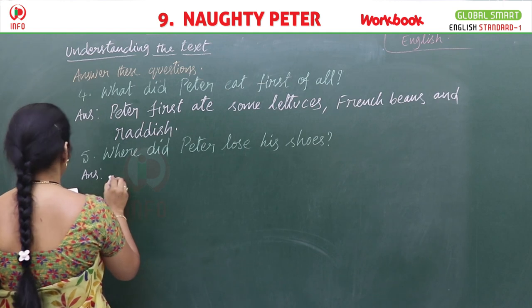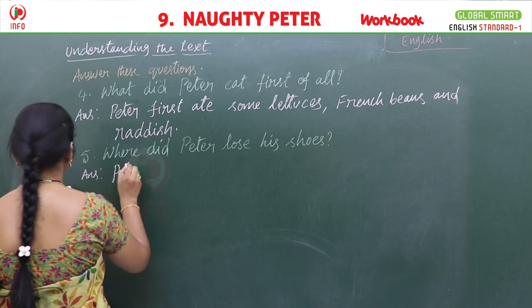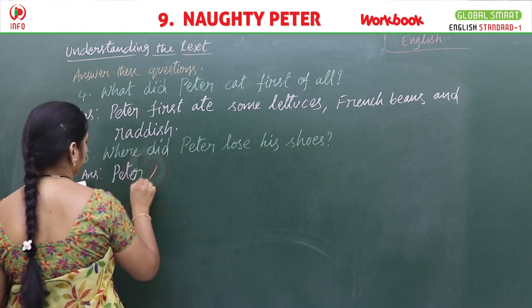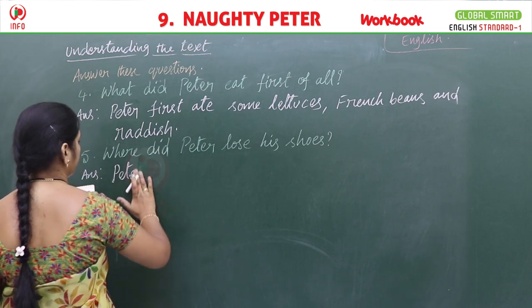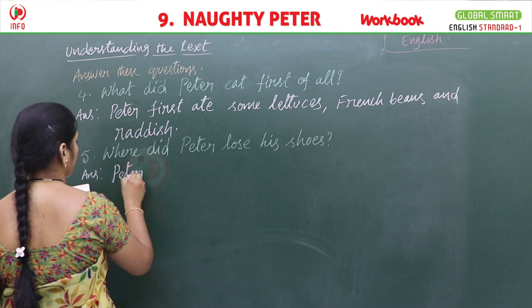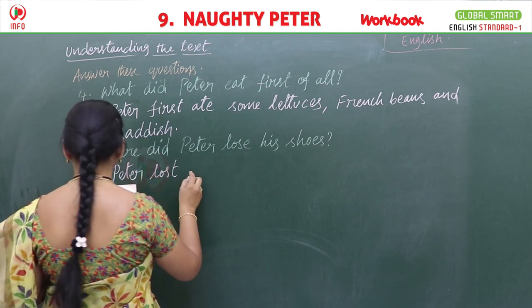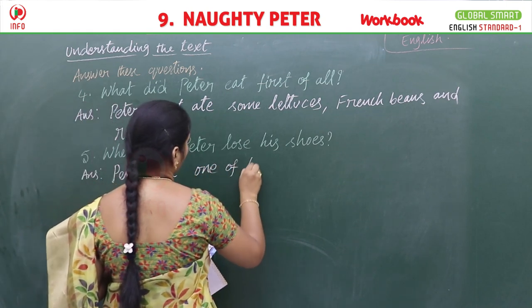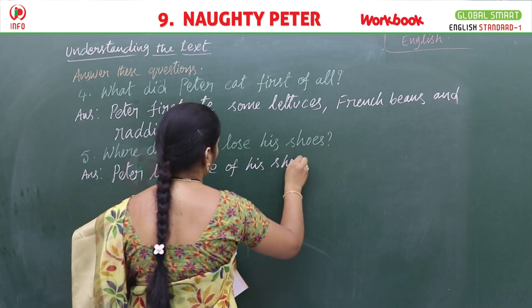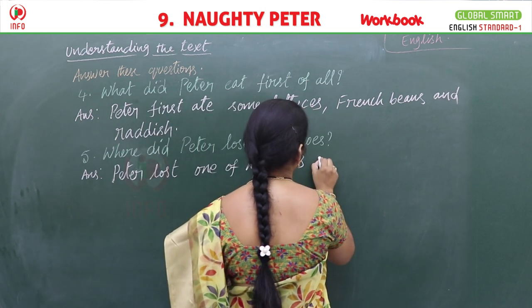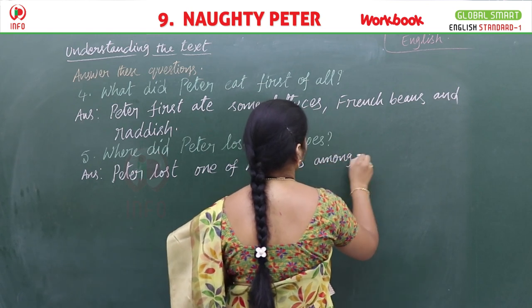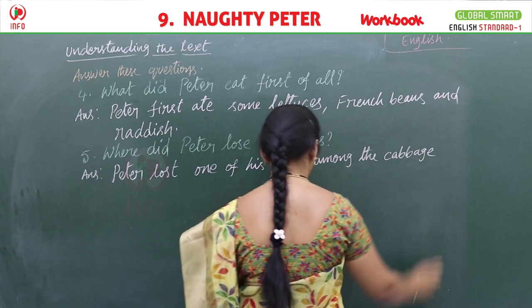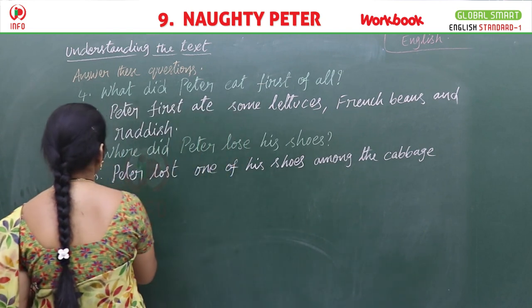Answer. Peter lost one of his shoes among the cabbage. And the other.